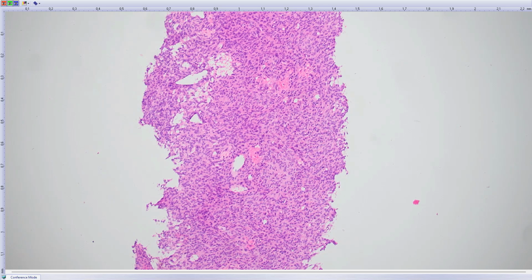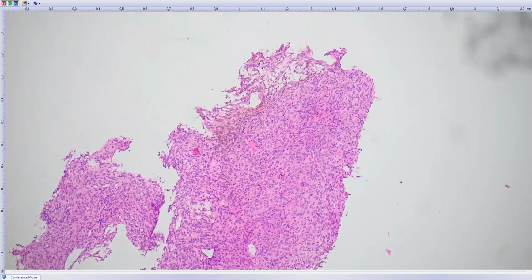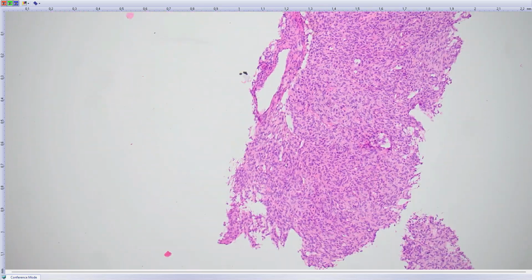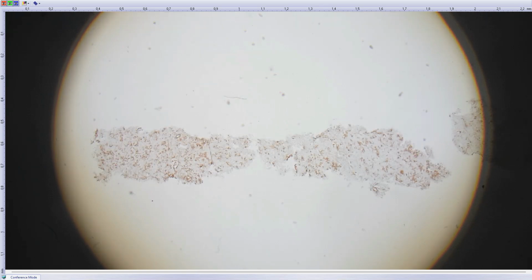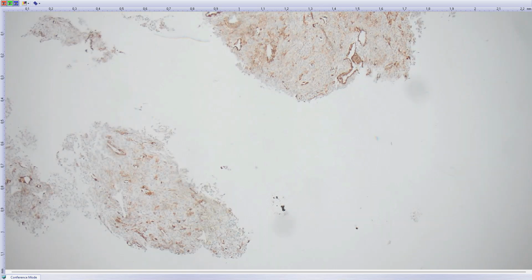Another common spindle cell tumor in this area would be leiomyosarcoma. Although this is not very atypical, you can have a very well differentiated leiomyosarcoma. The morphology is not perfect, but okay, let's still perform the smooth muscle markers. Smooth muscle actin is here. It's a very non-specific, but very sensitive smooth muscle marker. So there is some positivity, but mostly in the vessels.